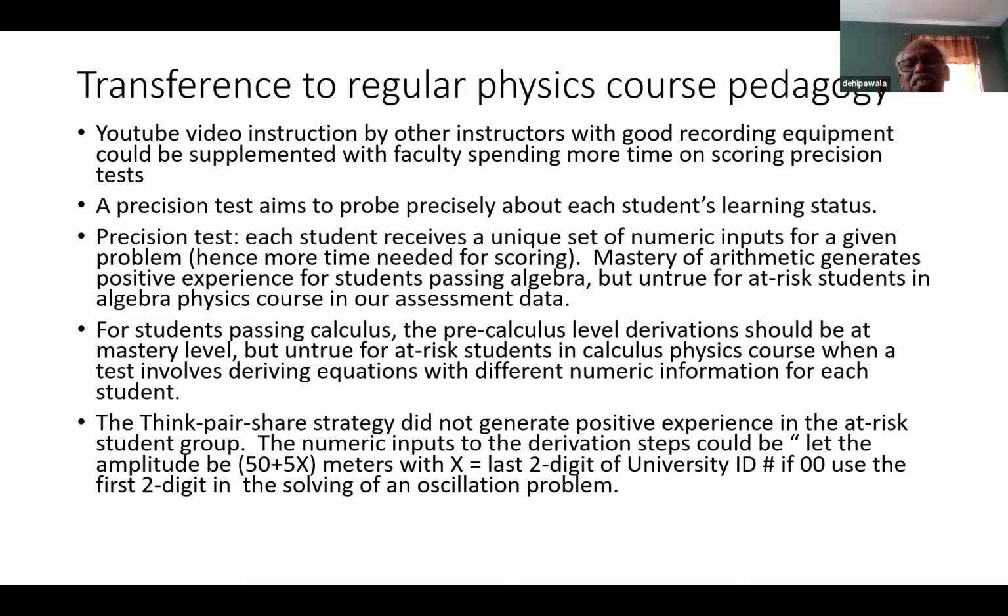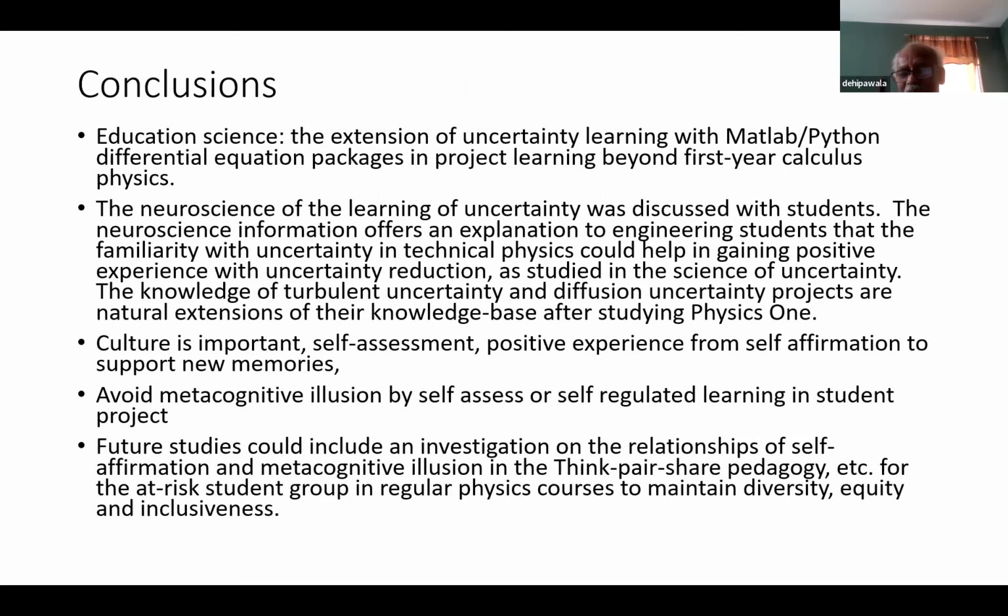I'll skip this actually because of the time. Come back to the conclusion. In the education science, the extension of uncertainty learning with Matlab and Python differential equation packages in project learning beyond first-year calculus physics. The neuroscience of the learning of uncertainty was discussed with student neuroscience information that offers explanation to engineering students. Familiarity with uncertainty in technical physics could help in gaining positive experience with uncertainty reduction.